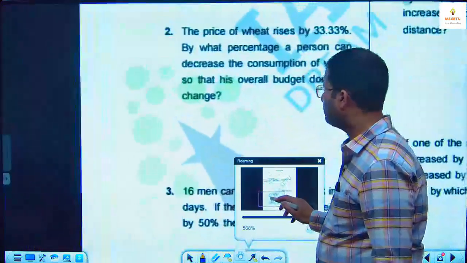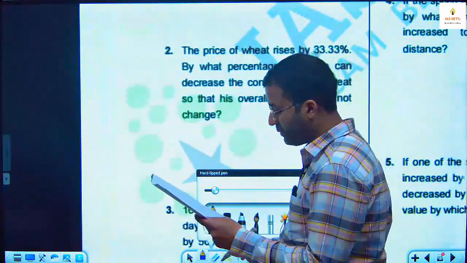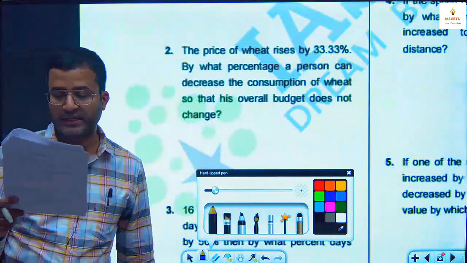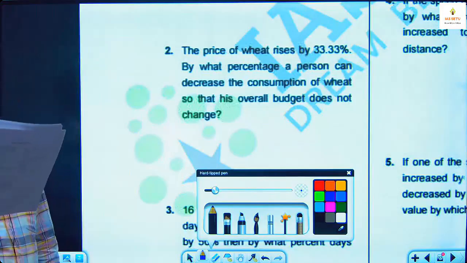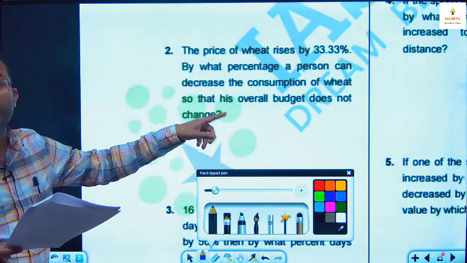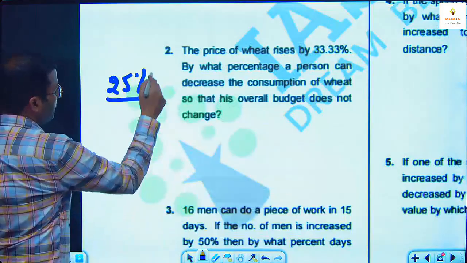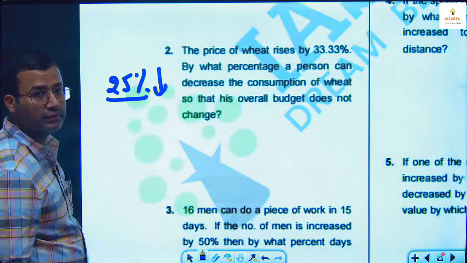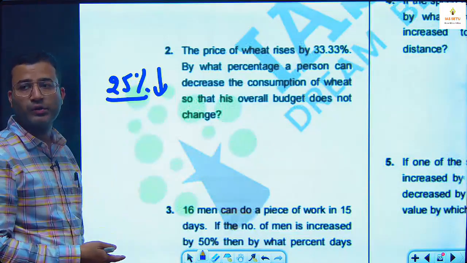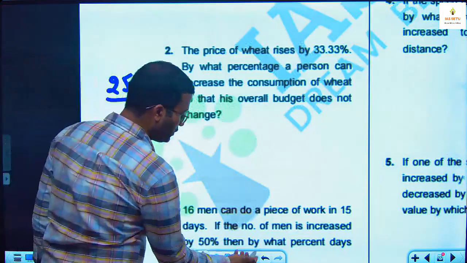Question number 2. The price of wheat rises by 33.33%. By what percentage a person can decrease the consumption of wheat so that his overall budget does not change? 33.33% increase compensated by 25% decrease. Direct question. Next class Monday I will discuss PYQ also. आप कहोगे अच्छा ये था, बिल्कुल सीधा 2 सेकंड में.